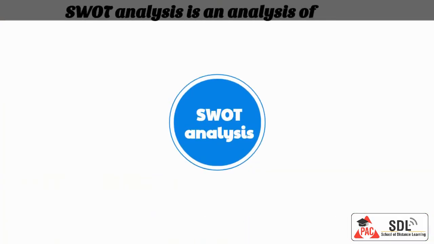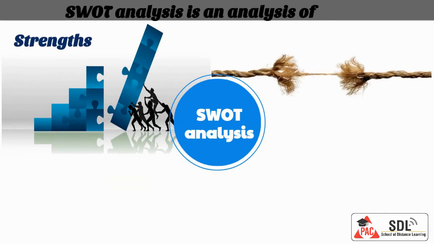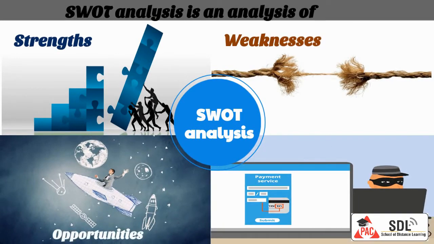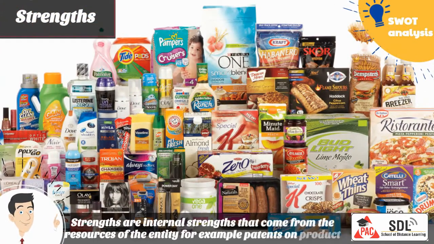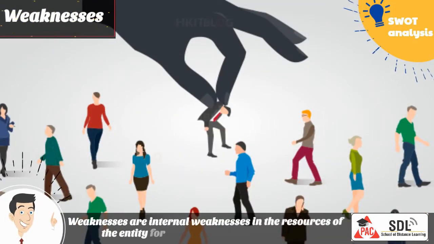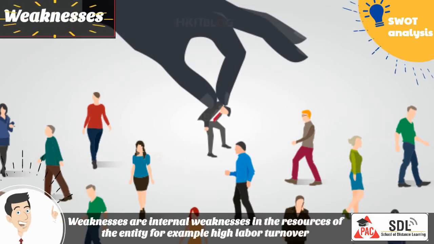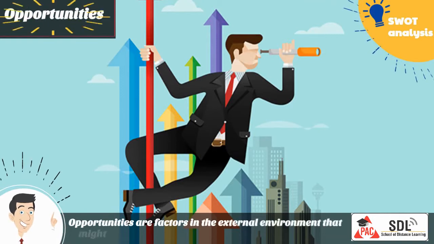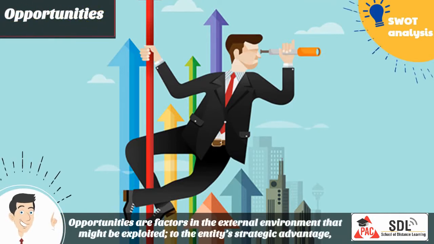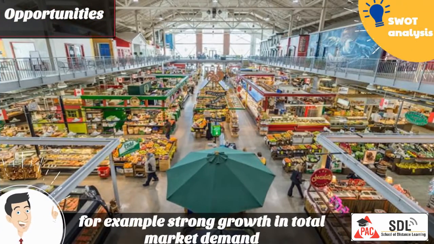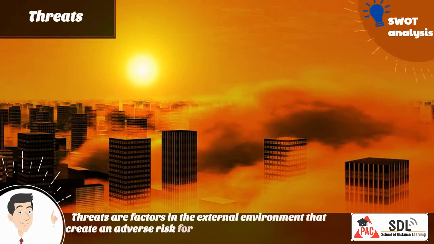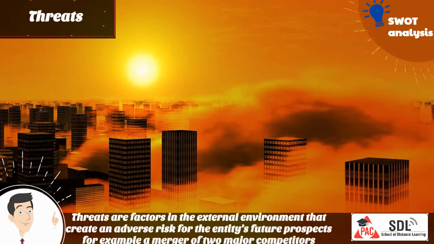SWOT analysis is an analysis of strengths, weaknesses, opportunities, and threats of a company. Strengths are internal strengths that come from the resources of the entity, for example patents on product. Weaknesses are internal weaknesses in the resources of the entity, for example high labor turnover. Opportunities are factors in the external environment that might be exploited, to the entity's strategic advantage. For example strong growth in total market demand. Threats are factors in the external environment that create an adverse risk for the entity's future prospects, for example a merger of two major competitors.